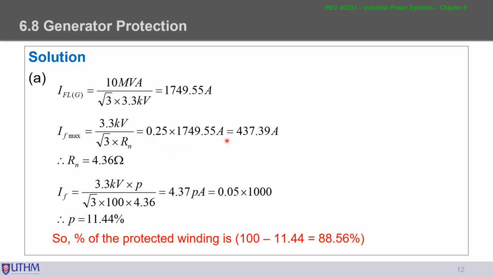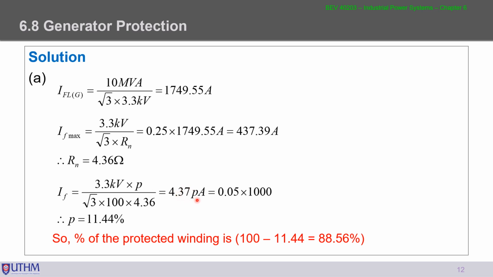Then we calculate the Rn value. Rn is equal to 4.36 ohm. Then we have to calculate the IF for this Rn, so we get this formula: 3.3 times P divided by square root 3 divided by 100 divided by Rn. When we simplify this formula, we get 4.37 P.